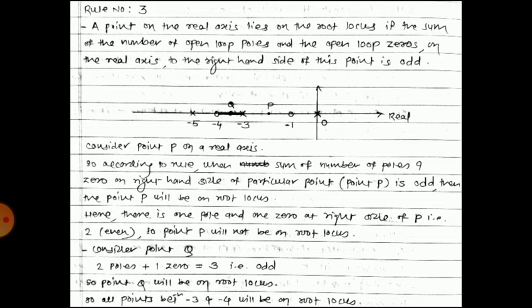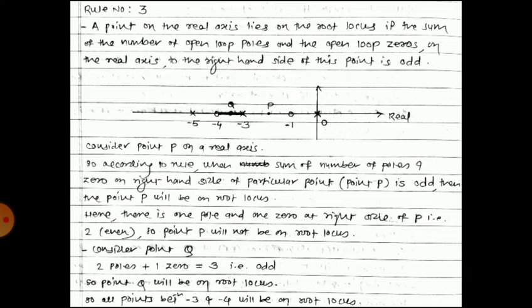You can see in a diagram. Consider point P on a real axis. This is another example. The open loop poles are 0, -3 and -5, and the open loop zeros are -1 and -4. So there are 3 poles and 2 zeros. Now consider point P anywhere on a real axis.